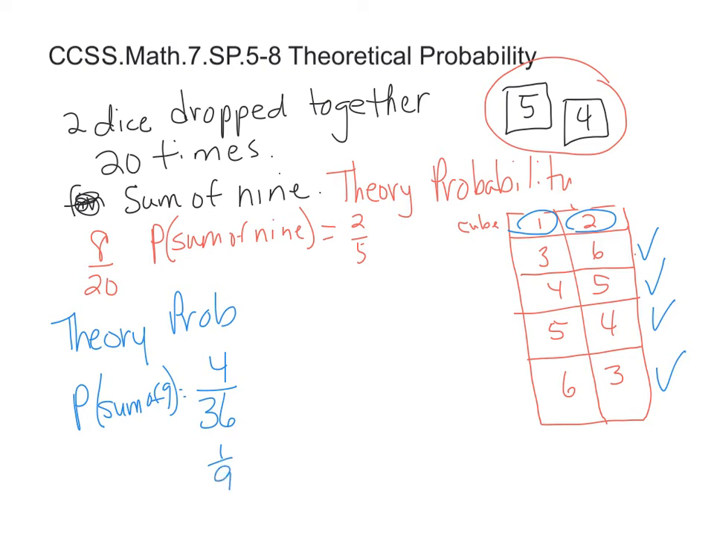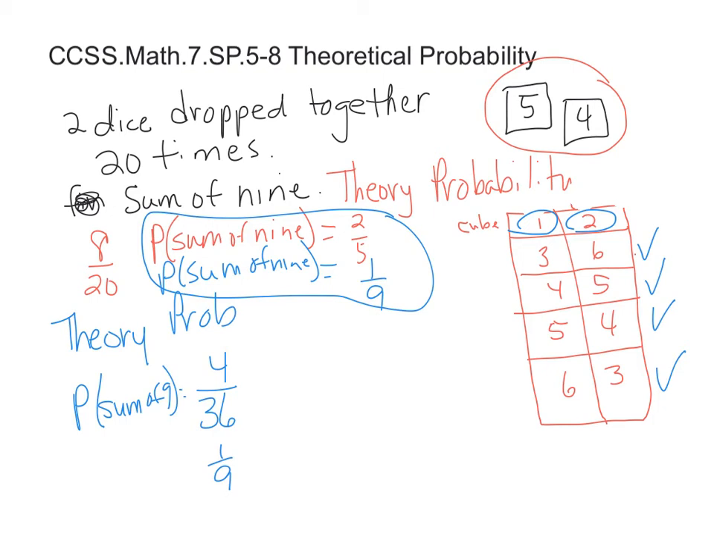So the probability of getting a sum of 9 in theory is 1 out of 9. And so if you look at these two numbers, they're really not that close. So there is a discrepancy. The experimental one at 2/5 is not close to the theoretical probability.